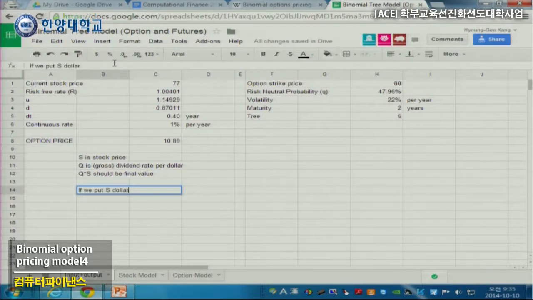So therefore, if we put S dollar in bank, our total return should be R multiplied by S, right? Because R is the gross risk-free rate. So if we put S dollar in bank, the total return is R multiplied by S, right?